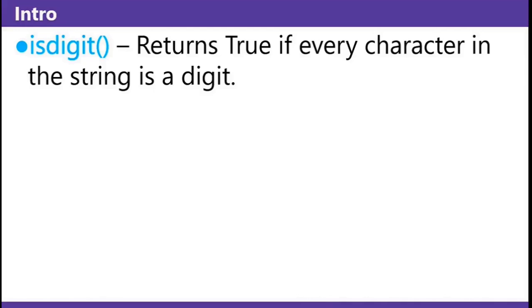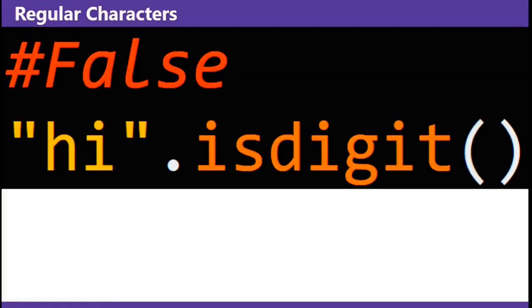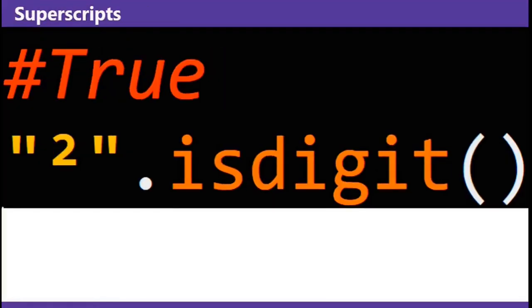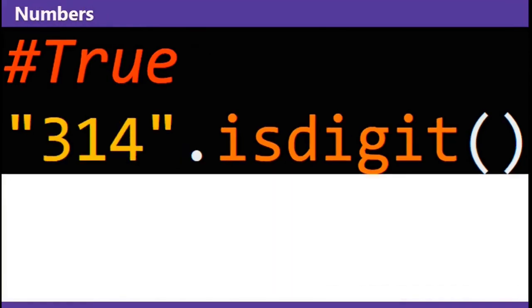isDigit returns true if every character in the string is a digit. For example, the empty string returns false, any space characters return false, regular characters return false, superscripts return true, subscripts return true, numbers return true, with the caveat that a number with a decimal point in it, like 3.14, would return false.